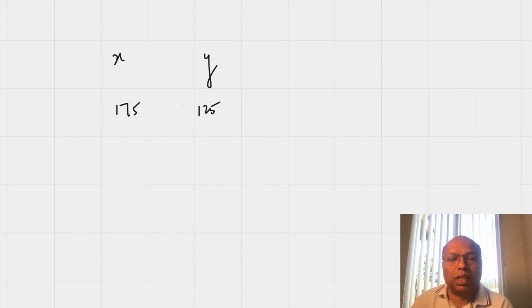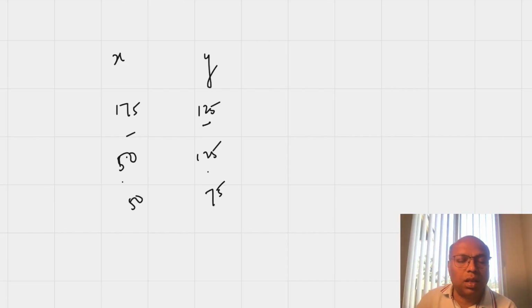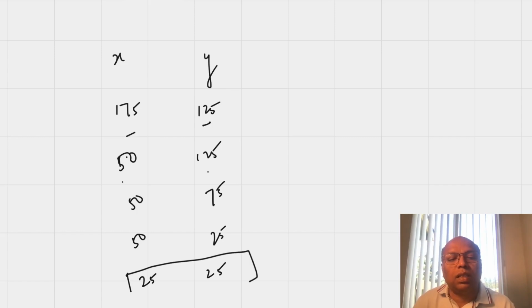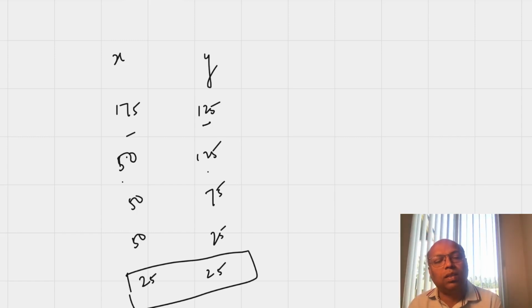What does the algorithm say? Subtract the smaller one from the larger one. Store the result in the larger. 175 minus 125, how much? 50. Who is the greater now? This. 125 minus 50, how much? 75. Subtract the smaller from the larger. Store the result in larger. 75 minus 50, how much? 25. 50 minus 25, how much? 25. If both are equal, that is the GCD.